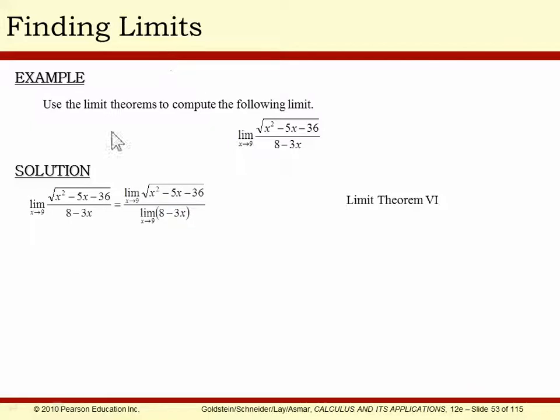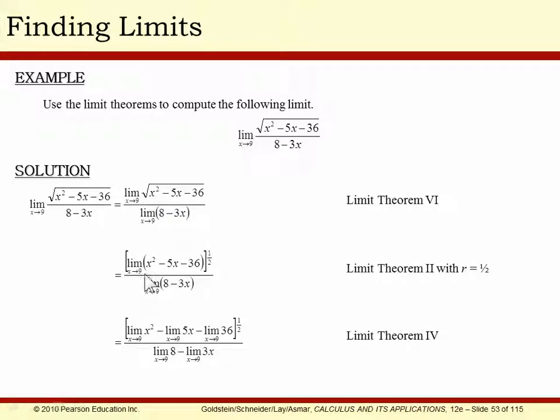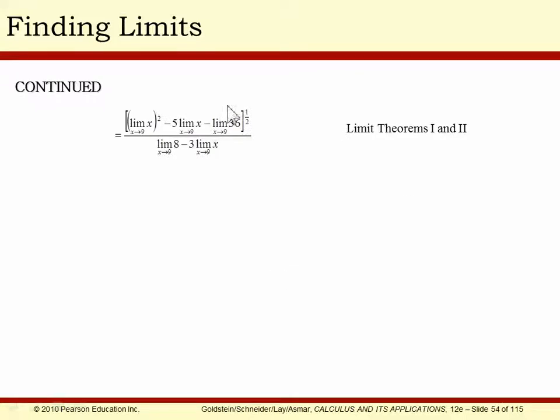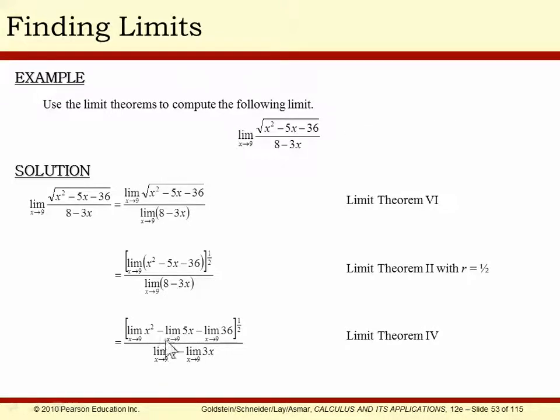The first thing we did is we can distribute the limit over the quotient. So we can do this. Then, because the square root means raised to the 1/2 power, we can bring the limit inside the square root, because whenever we have a constant, we can bring the limit inside. Then we can take the limit of each term separately. I can take the limit of x squared, 5x, and 36 separately. And because it's x squared, I can bring the limit inside again to get this. For the 5x, I can pull out the constant.